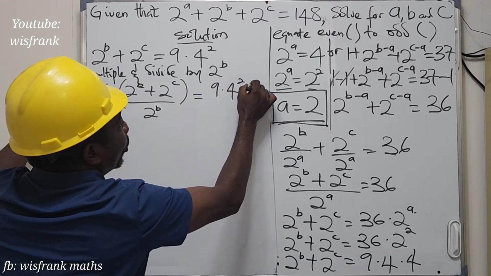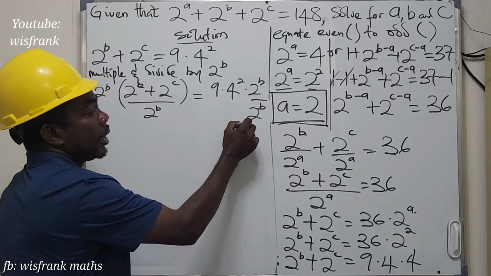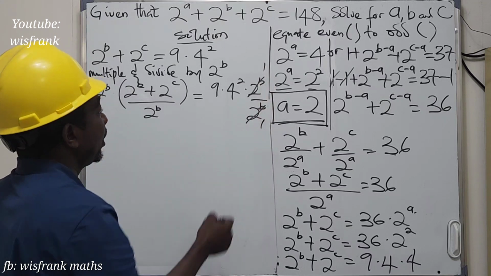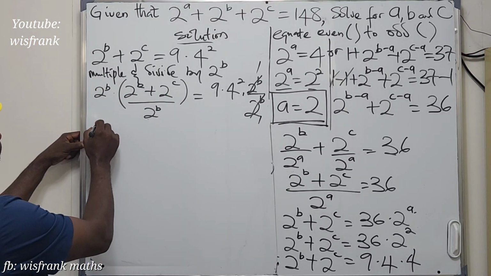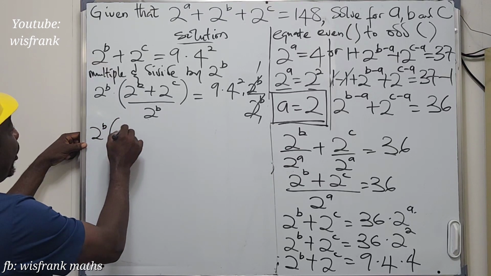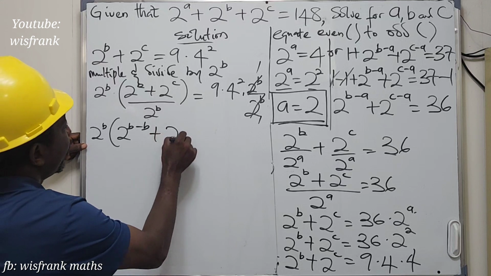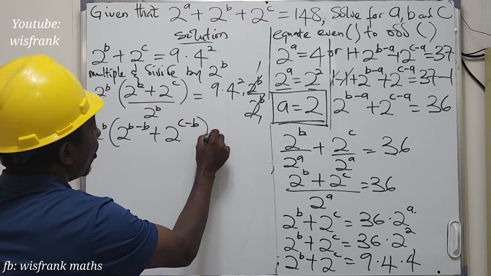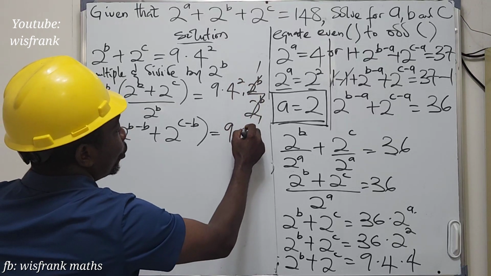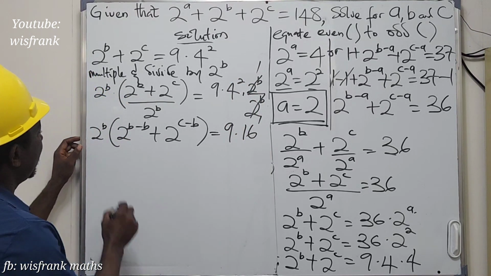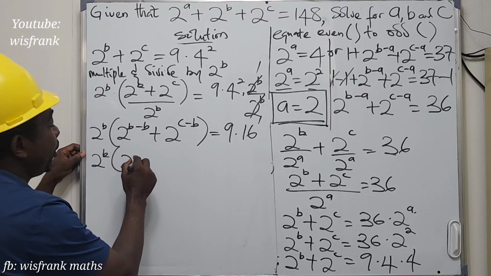We can say times 2 to the power of b all over 2 to the power of b. In this case, this will cancel here and this will cancel here. So now we have this. This is the same thing as having 2 to the power of b into 2 to the power of b minus b plus 2 to the power of c minus b, all equals 9 times 4 to the power of 2, which is 16. So here, this will become 2 to the power of b into 2 to the power of b minus b, which is 0.